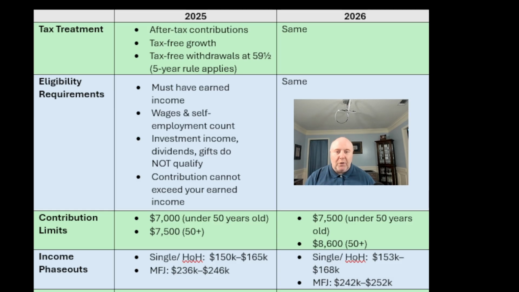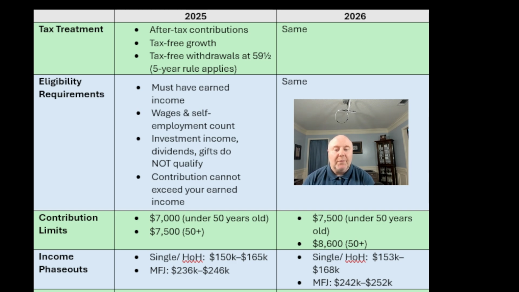Next year, so when you file taxes in 2027, for the tax year of 2026, you file in 2027, it jumps up to $7,500 if you're under 50, and then $8,600 if you're 50 or older. Okay, so we see that our contribution limits are going to increase.